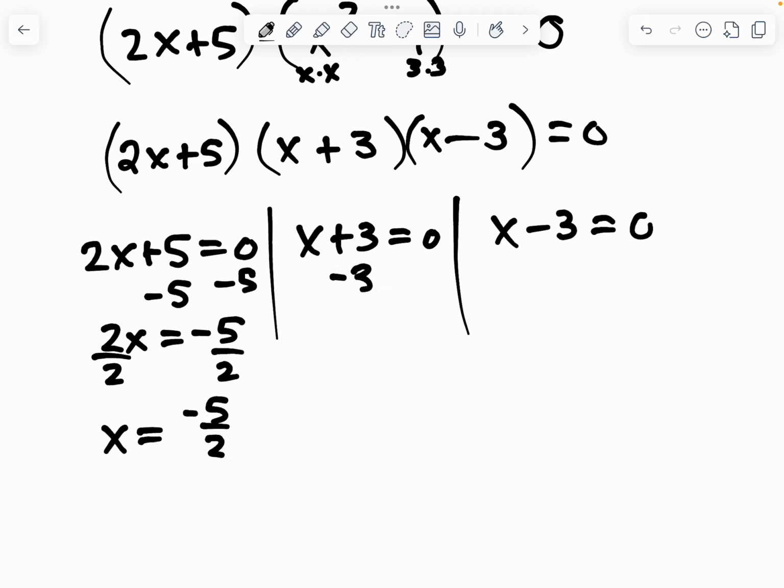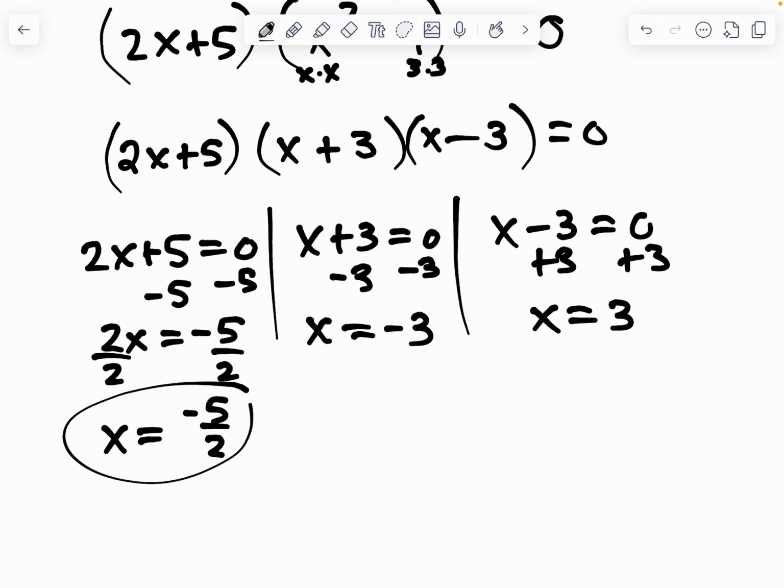This one, subtract 3 from both sides. I get x is equal to negative 3. And this one, I'm going to add 3 to both sides. So x is equal to positive 3. And there we have it. We have 3 solutions for factoring this 4-term polynomial.